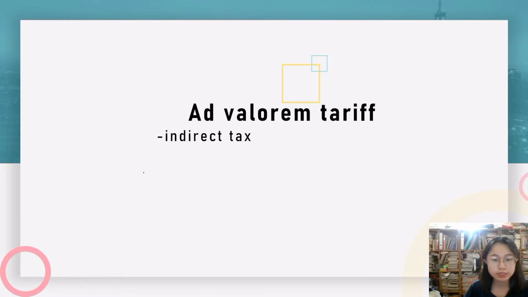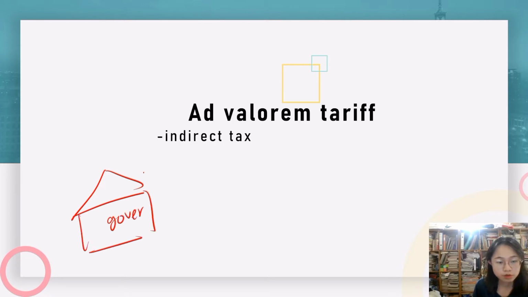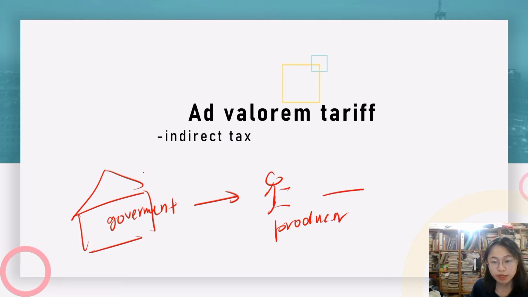Now I'm going to introduce ad valorem tariff. Ad valorem tariff is a kind of indirect tax, and an indirect tax is one where the taxpayer can transfer the tax burden to others. For example, the government imposes the tax on the producer, and the producer can transfer the tax burden to the consumer.